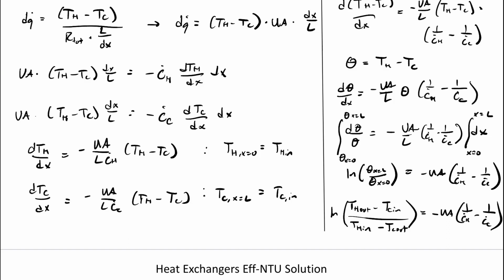So now we have a third equation. This is our third equation that we need to solve the system of equations for Q dot in terms of TH and TC. Now we have this third equation that we can use to relate the heat transfer for a counterflow type heat exchanger based on the UA and the C dots that are present in the flow. Any questions on this?